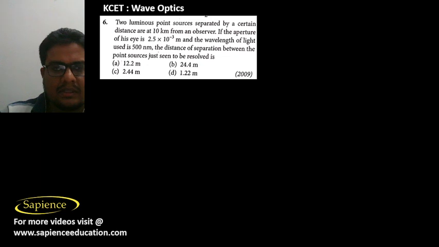So in the next question, it is told two luminous point sources separated by a certain distance are at 10 km from an observer. So two luminous sources, separated by a certain distance, are 10 km from an observer.